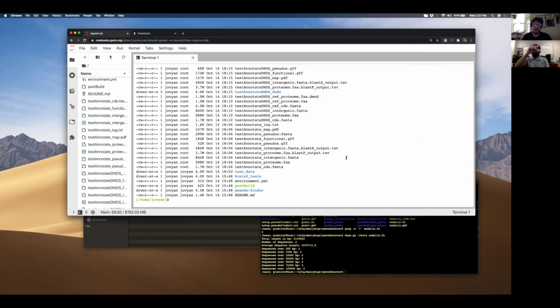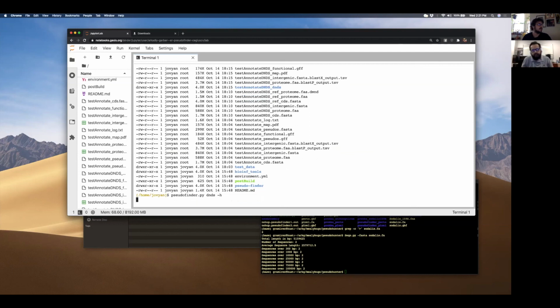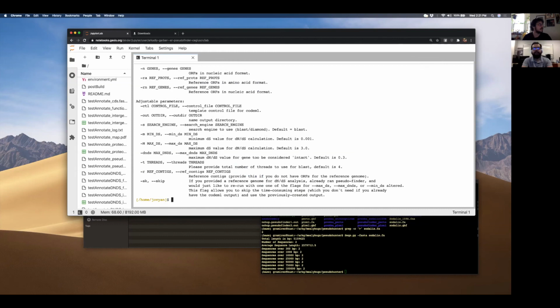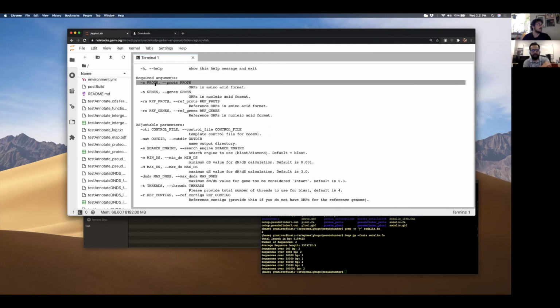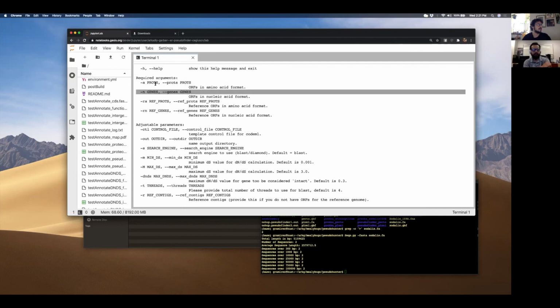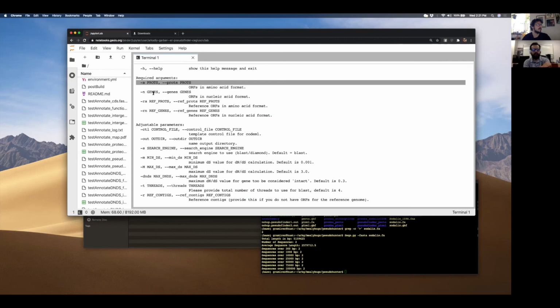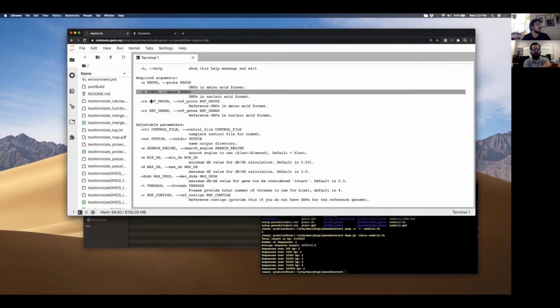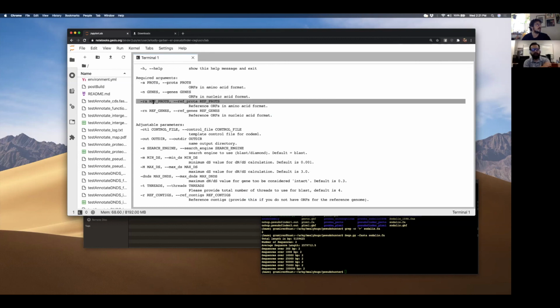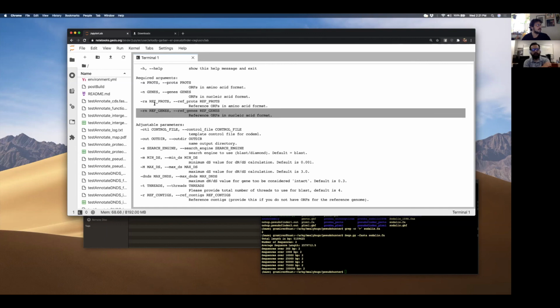For the DNDS module, actually, let me try running it now. You can rerun the DNDS module. You don't give it GenBank files; you give it the amino acid sequences and nucleotide sequences of your query, and then the amino acid and nucleotide sequences of the reference.